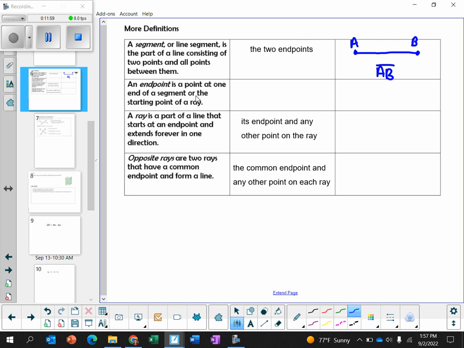All right, so an endpoint is a point at one of the ends of the segment. So A, let's put some little arrows here. A is an endpoint and B is an endpoint.